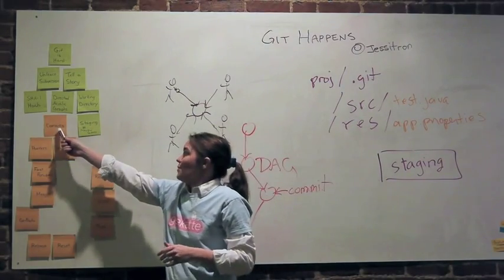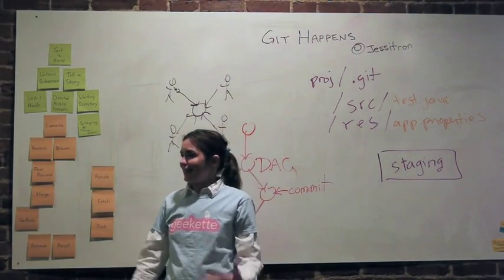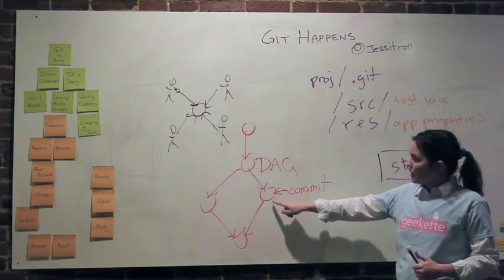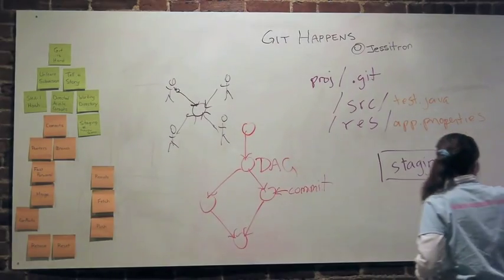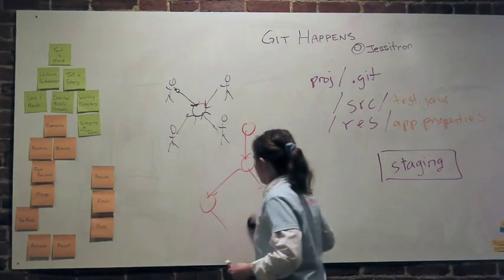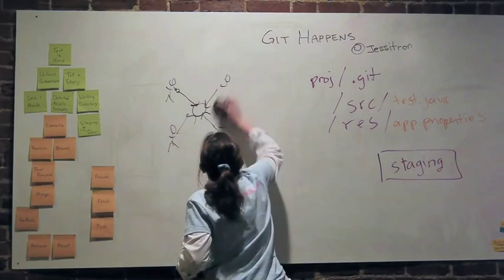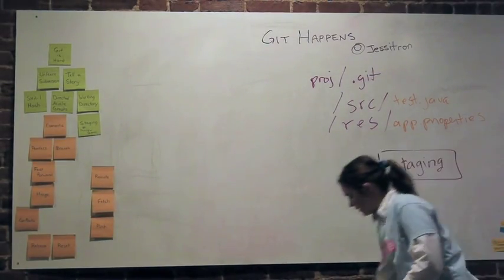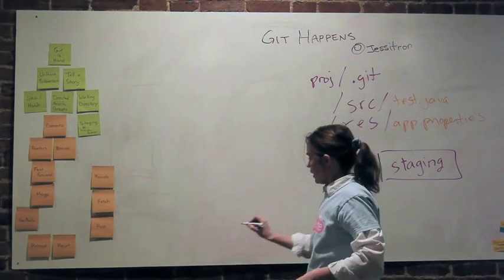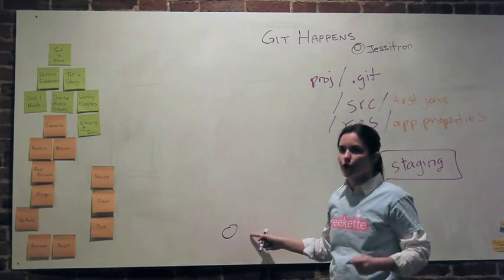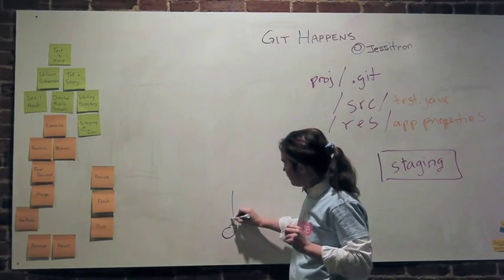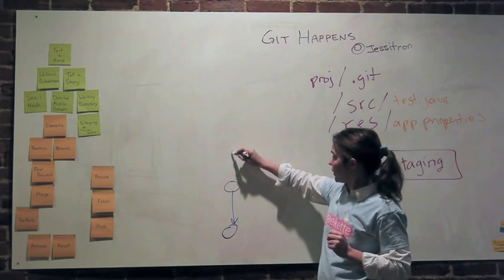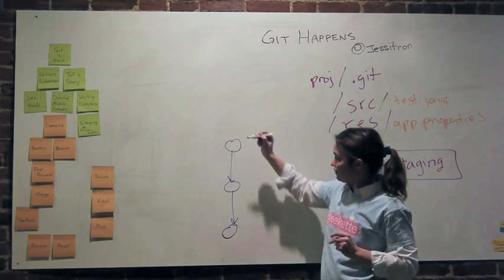Place number three where your changes go is an actual commit. A commit is one of these nodes on the graph. Let's start this one over. So you start from nothing, and your first commit is the first node, and your second commit is another node, and its parent is the first one, and so on.